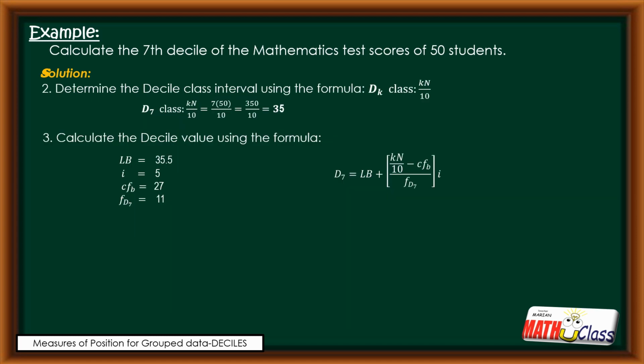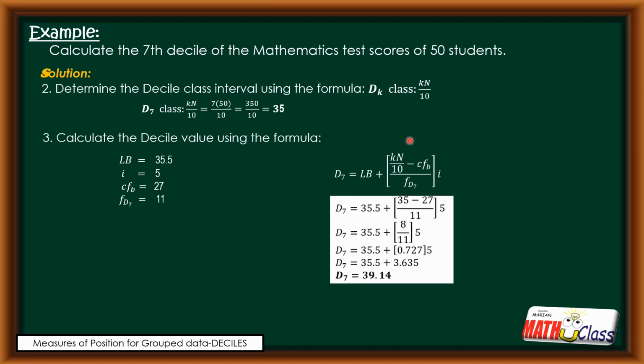This time, let us perform the operation by substituting all the given values in the formula. Remember that the value of the expression Kn over 10 can be found in step 2. So for D7, the value of the expression Kn over 10 is 35. Now let us do the operation. D7 is equal to 35.5 plus the quantity of 35 minus 27 over 11 times 5. 35 minus 27 is equal to 8 divided by 11.